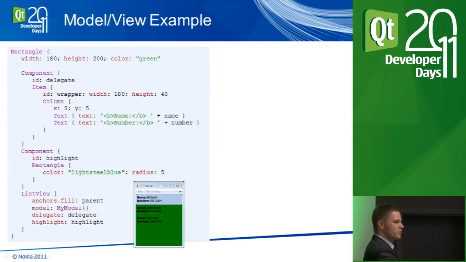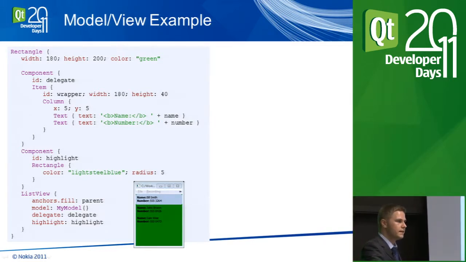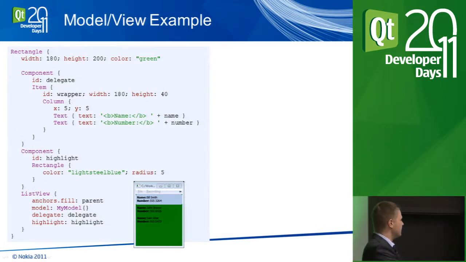Then we'll specify which model we want to use. Well, we defined myModel in a separate file, so we can just use it as a component and instantiate it here. Then we can use a delegate. Nice. We have specified it as a component here. And then we can use the highlight defined here. And that's all we need to implement a simple list view. By implementing more complicated delegates, we can make it visually more impressive. And the same goes for highlight as well.